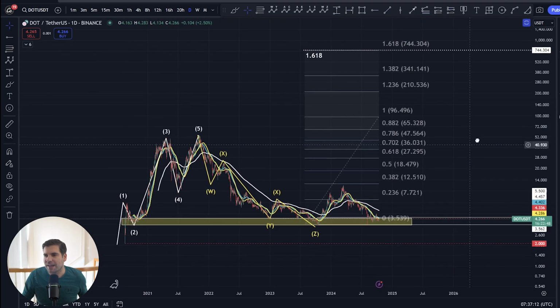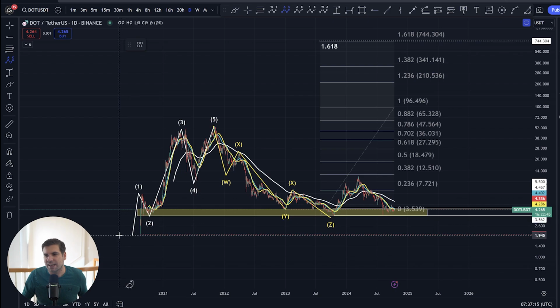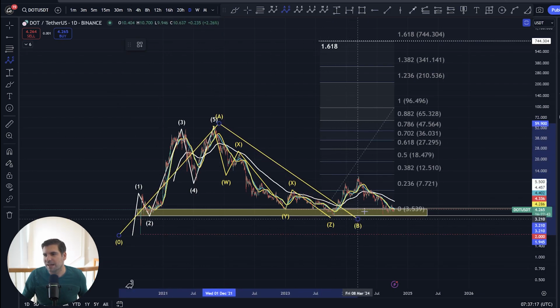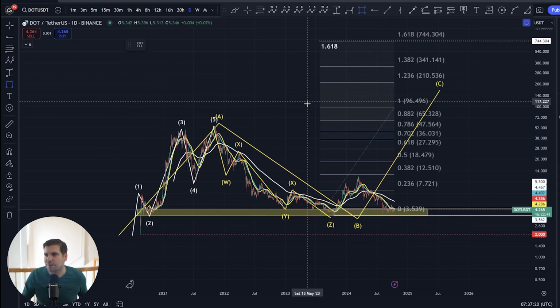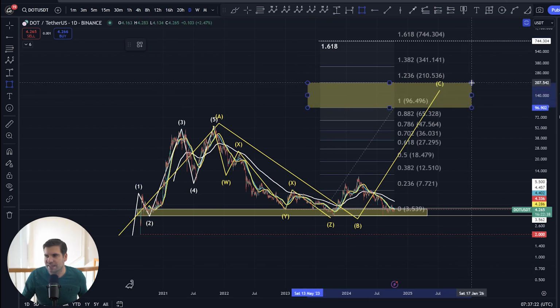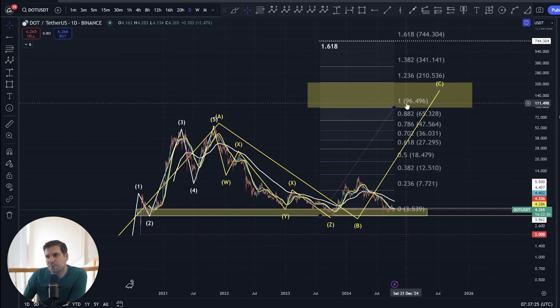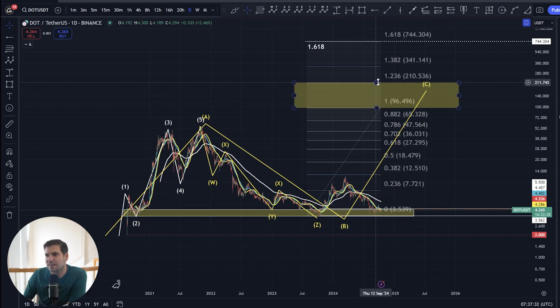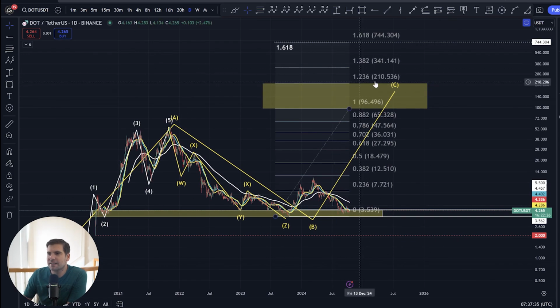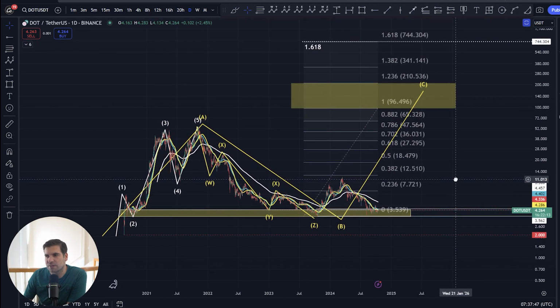Now, in terms of a typical structure that we would see here would be a potential A, B, and C structure. That structure means that we are likely to see a new all-time high, but it isn't going to be fantastic. That would put us between $96.49 and $210.53, okay? Again, anything higher than the $210 range is going to change this into a more WXY, XZ pattern structure. But I don't see that happening based on everything that we're seeing here inside the charts at the moment.